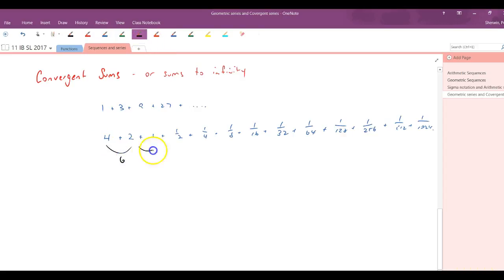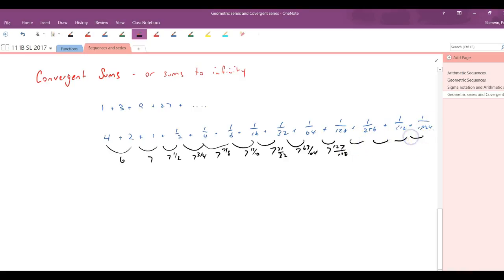So let's just take it bit by bit. 4 plus 2, that gives us 6, plus 1 is 7. Now it's 7.5. Now it's 7 3/4. Now it's 7 and, what's that, 7/8. Now it's 7 and 15/16. And what we're going to find is that we're just always short of 8. But we're getting closer to 8. 63/64 there. This is 7 and 127/128. You get the idea. All the way to there is 7 and 1023/1024. So you get the idea.